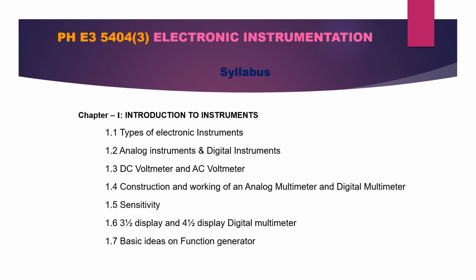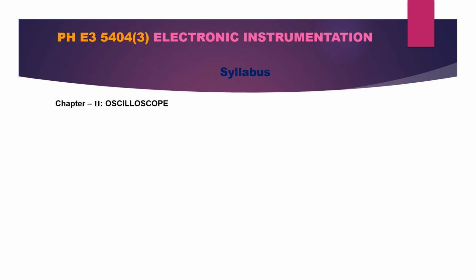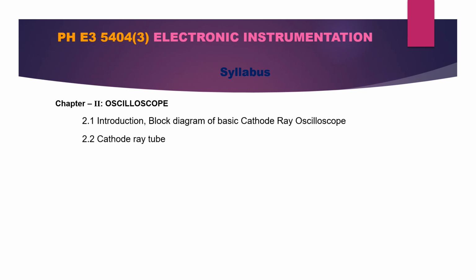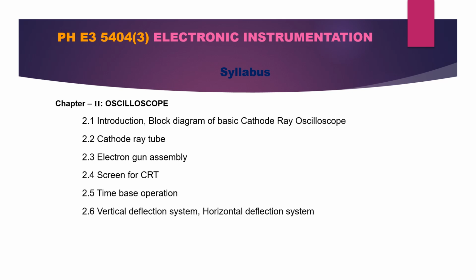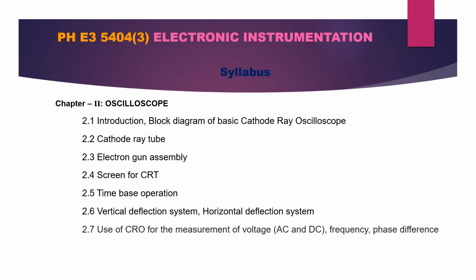Lesson 7, Basic Ideas on Function Generator. Chapter 2, Oscilloscope. Lesson 1, Introduction, Block Diagram of Basic Cathode Ray Oscilloscope. Lesson 2, Cathode Ray Tube. Lesson 3, Electron Gun Assembly. Lesson 4, Screen for Cathode Ray Tube. Lesson 5, Time-based Operation. Lesson 6, Vertical Deflection System, Horizontal Deflection System.